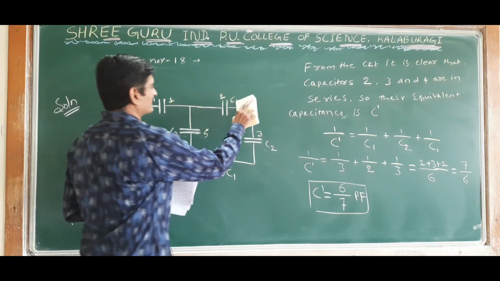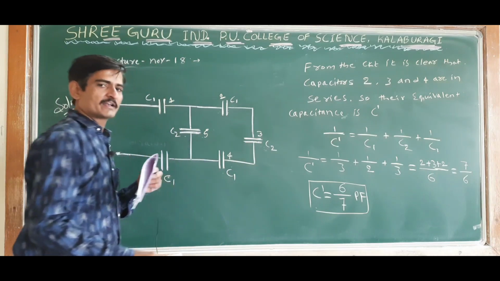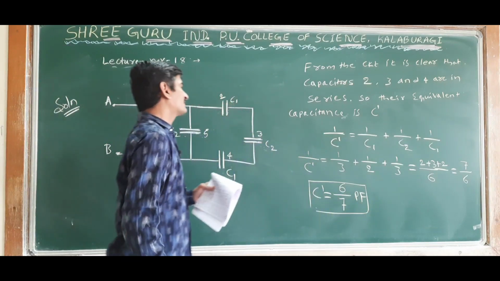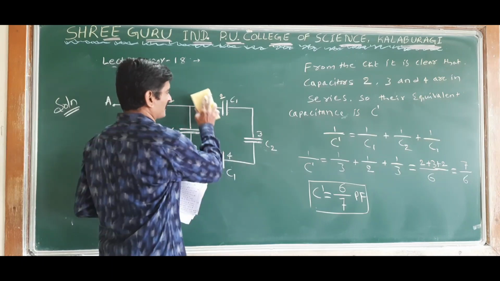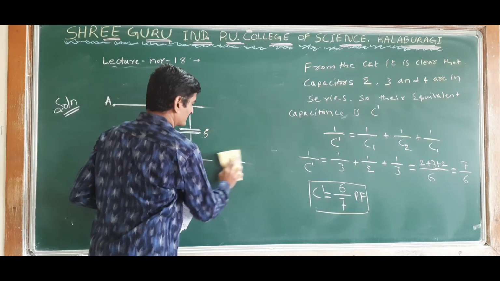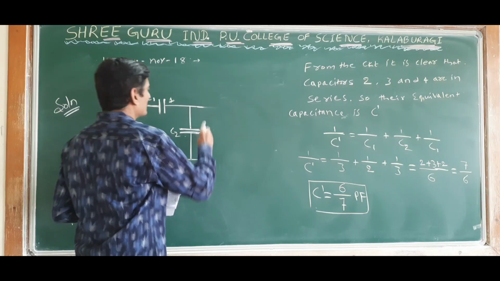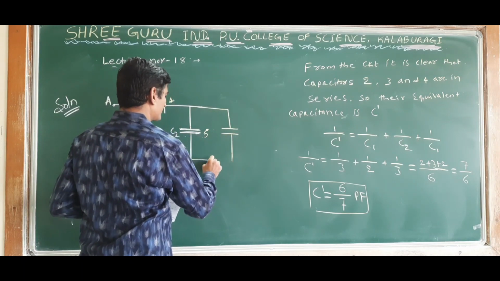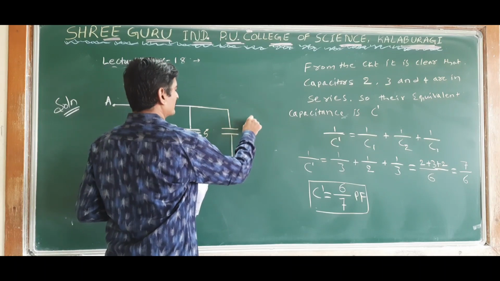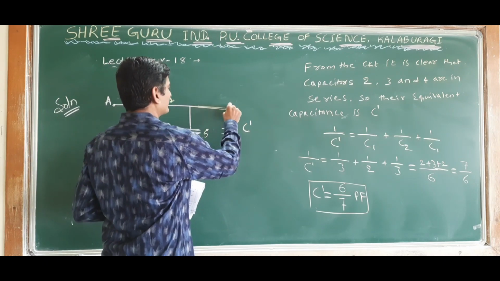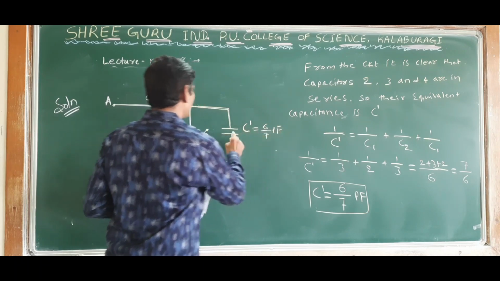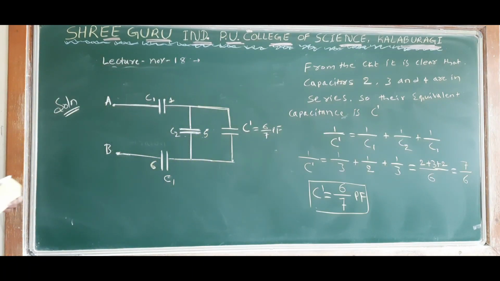So these three capacitors C1, C2 and C3 are in series, and their equivalent capacitance comes out to be 6 by 7 picofarad. So these three capacitors together will be just one capacitor, that is C dash. And that C dash is equal to 6 by 7 picofarad. And now look at the diagram.